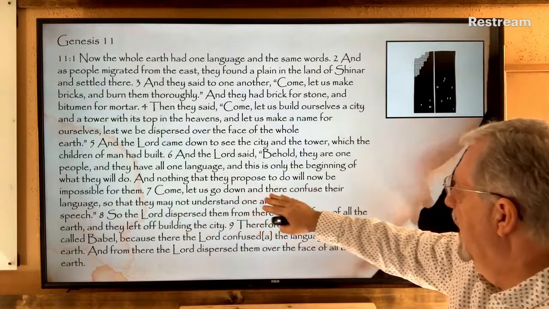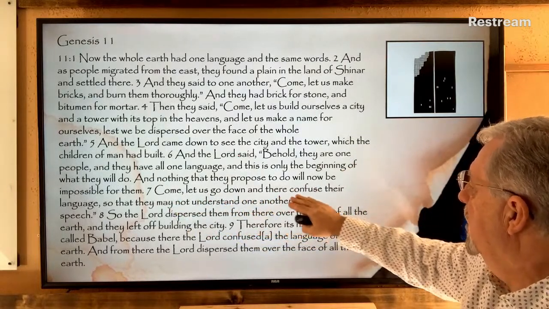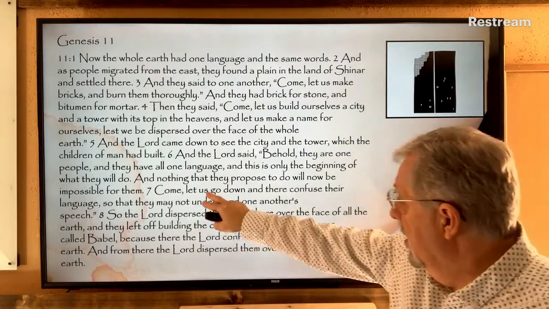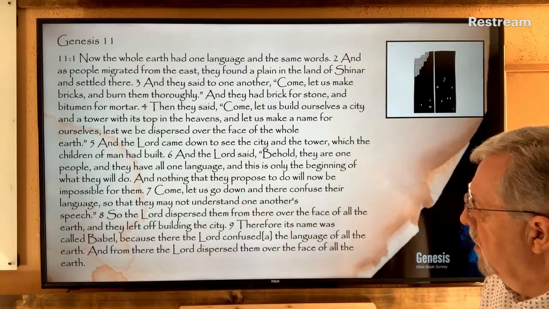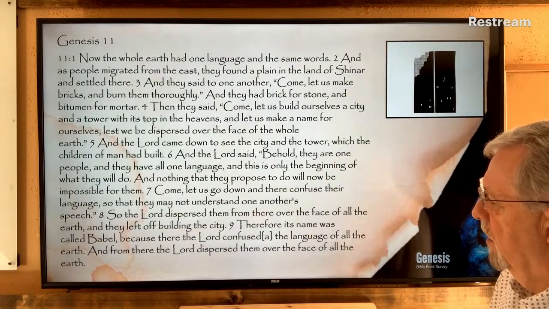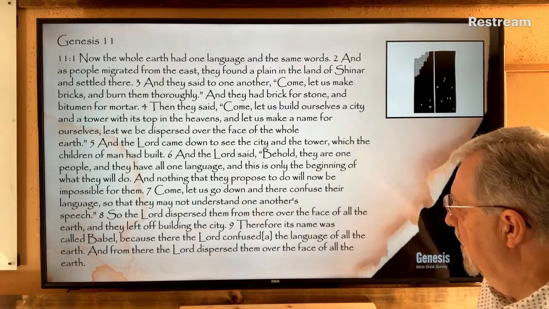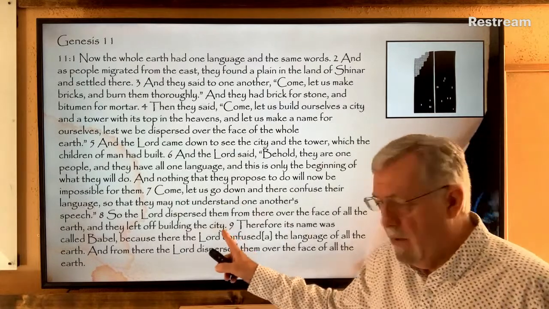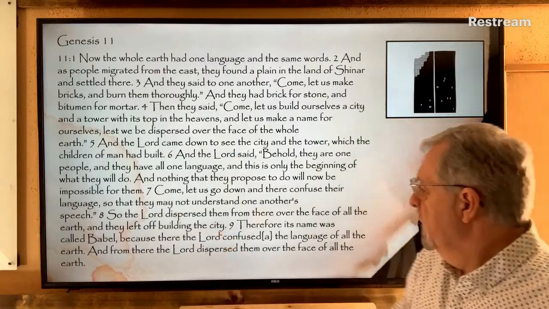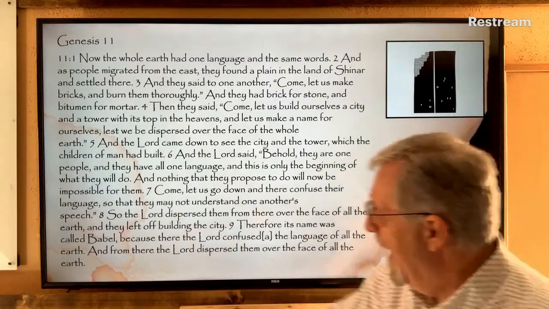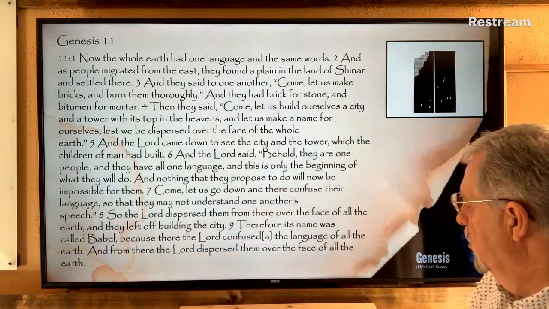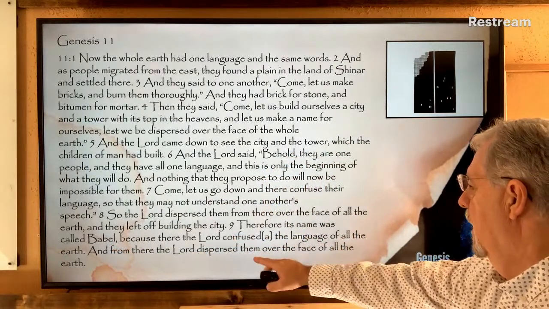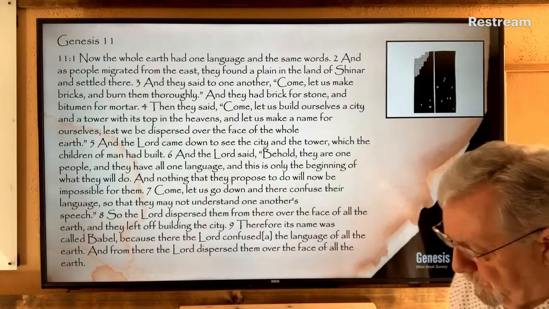Come, let us go down and there confuse their language. So we're going to go down there and confuse, and notice it's an us. We're going to go down there and confuse their language so that they may not understand one another's speech. So the Lord dispersed them from there over the face of all the earth, and they left off building the city. So evidently it became a half-done city. Therefore, its name was called Babel, because the Lord confused the languages of all the earth. And from there, the people dispersed over the face of all the earth.